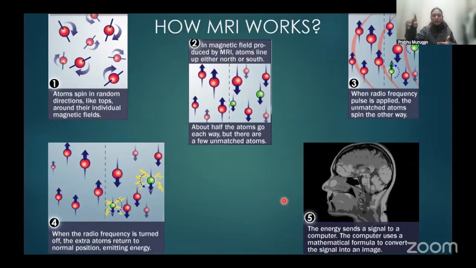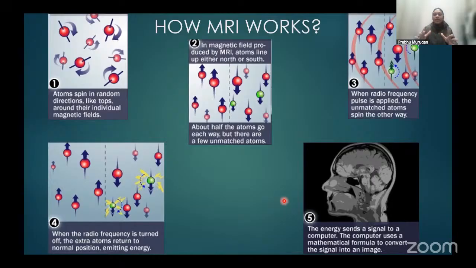So this radio frequency will be captured by the sensor or the receptor of the MRI machine, and this will convert this signal to the final image. Okay, so this energy or the radio frequency pulse will be captured as a signal by the receptor to convert this signal to the final radiographic image.